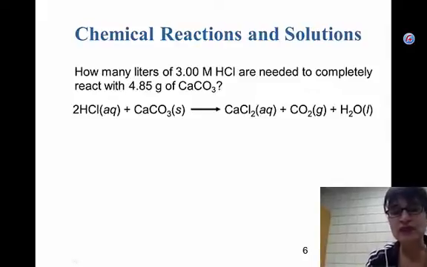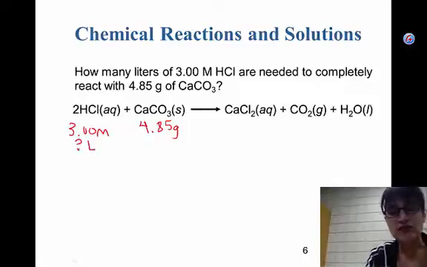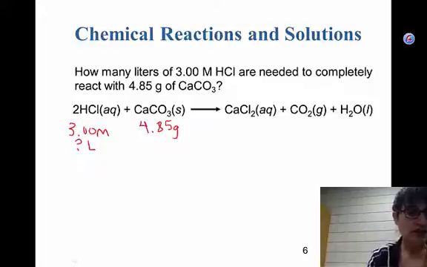So here's one. It says how many liters of a 3 molar HCl, so this is 3 molar, and I have 4.85 grams of the calcium carbonate, and here I'm looking for liters. So the liters is what I'm going to be trying to find. Now, I can't find moles of HCl yet because I don't have enough information, but I can find moles of calcium carbonate. To do that, I'm first going to have to find the molar mass of calcium carbonate. So I'm going to add a calcium plus a carbon plus 3 oxygens, add all of those up to get my molar mass.